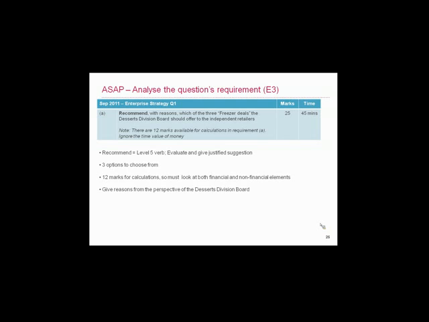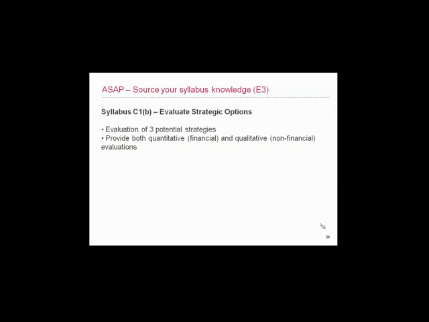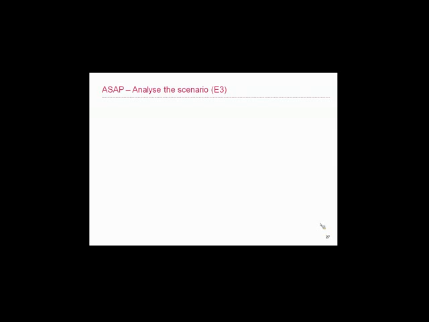Again, you need to give reasons from the perspective of the third division board because it has been stated quite clearly in the question. So the knowledge that you need to use for this one is C1B in your syllabus, evaluate strategic options. So you need to evaluate the 3 potential strategies and provide both financial and non-financial evaluation of these options. So moving very quickly into the third step, analyze the scenario.